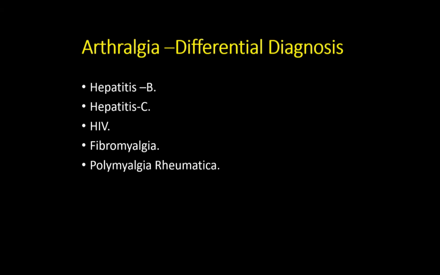Retroviral infection can present as joint pain. Polymyalgia rheumatica. Polymyalgia rheumatica is a disease of the elderly which presents with severe shoulder girdle pain and pelvic girdle pain. And they do not have any evidence of arthritis. The ESR will be about 100, and if you do the test for myeloma, it will be negative. They respond dramatically to steroids.